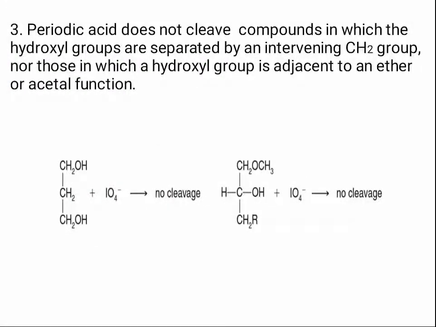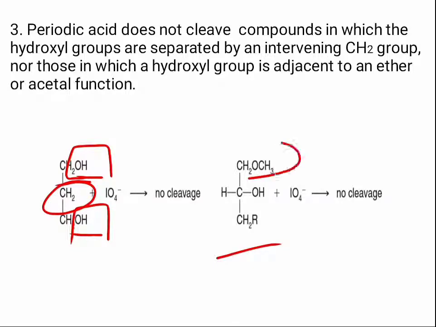Periodic acid does not cleave compounds in which the hydroxyl groups are separated by an intervening CH2 group, nor those in which a hydroxyl group is adjacent to an ether or acetal function. So you can see that here is OH, here is another OH, but periodic acid cannot oxidize this compound because this OH is not on the adjacent carbon. These are separated by this CH2 group. And in this other case, this one is the OR, that means OCH3 group, and this one is the OH. So periodic acid cannot oxidize this compound either.